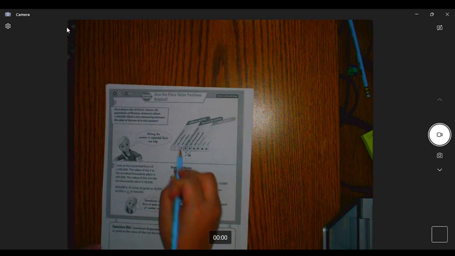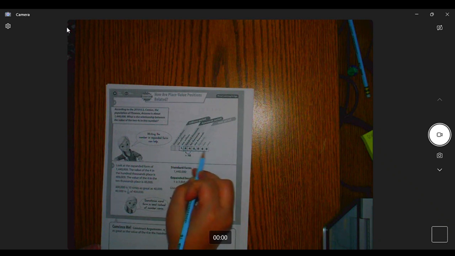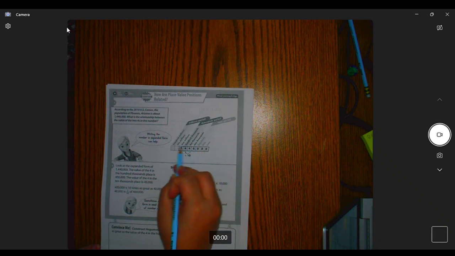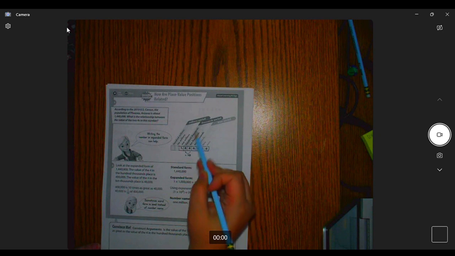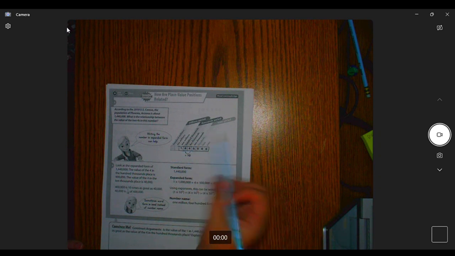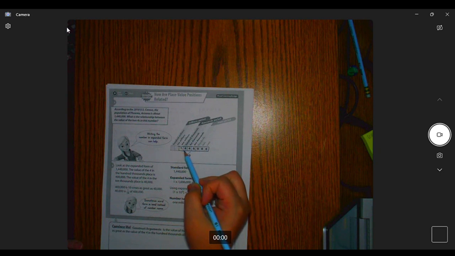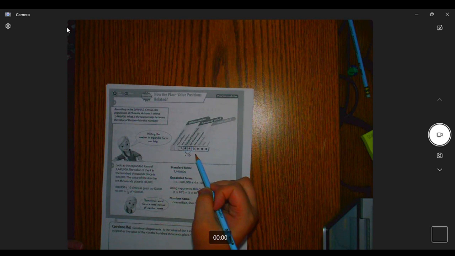So, this is what place value looks like, putting numbers or digits in the place where they fall. The value is how much it is worth. The place is where it falls within the number itself. So, 1,440,000 is the number I'm looking at right now.